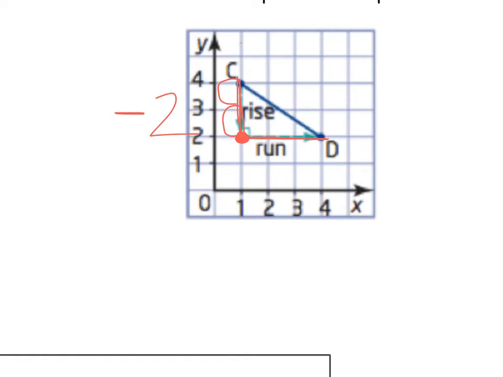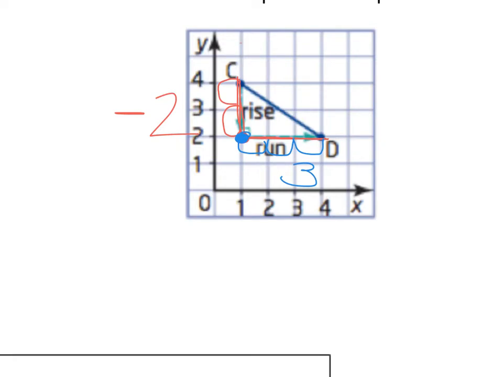We're going to count how many units we have. So again, I'm going to start from this corner here that I'm coloring in with a blue dot. And I'm going to count from corner to corner. So this is 1, 2, 3 spaces, or 3 units. So this time my run is 3.